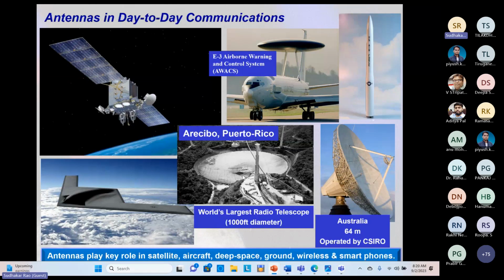And then you see the largest ground antenna, that's about 1,000 foot diameter. So there the complexity is a bit different, the mechanical complexity is much more. And of course, the antenna complexity comes because it's a very wideband, ultra wideband antenna system, starting from VHF to almost UHF and up to L band and S band as well.